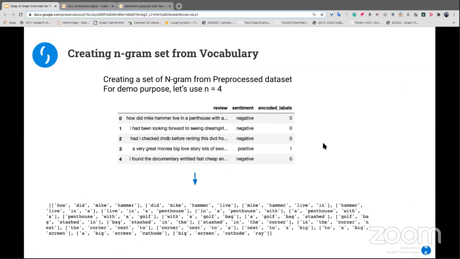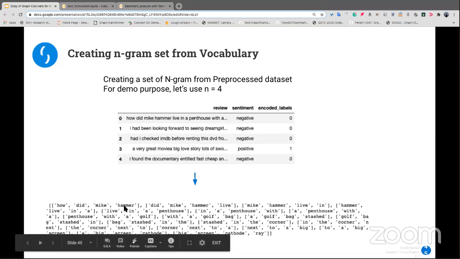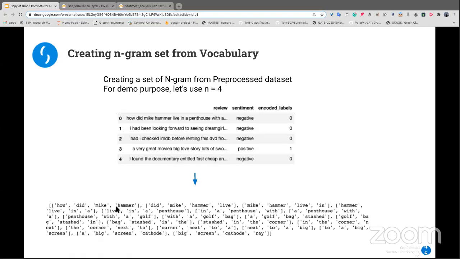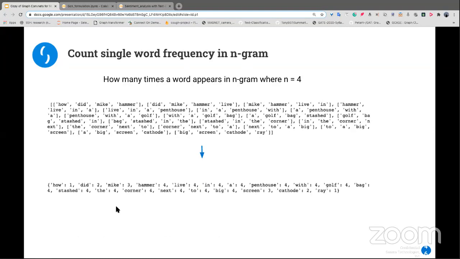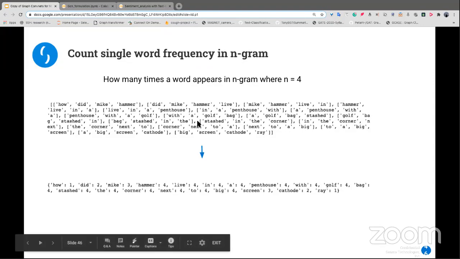The third step is creating a set of n-grams from the pre-processed data set. For the demo, let's assume n is equal to 4. As you can see, this is slicing the words based on the window, where n is equal to 4. Then we have to count how many times a word appears in these n-grams. Let's say "how" appears 1 time, "did" appears 2 times, "Mike" appears 3 times. So this is the single word frequency in an n-gram.